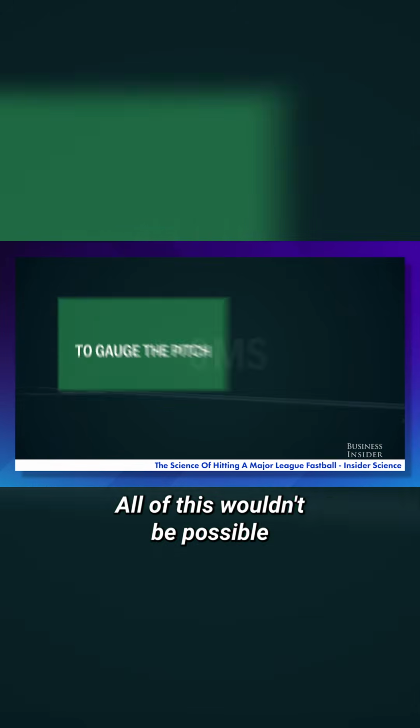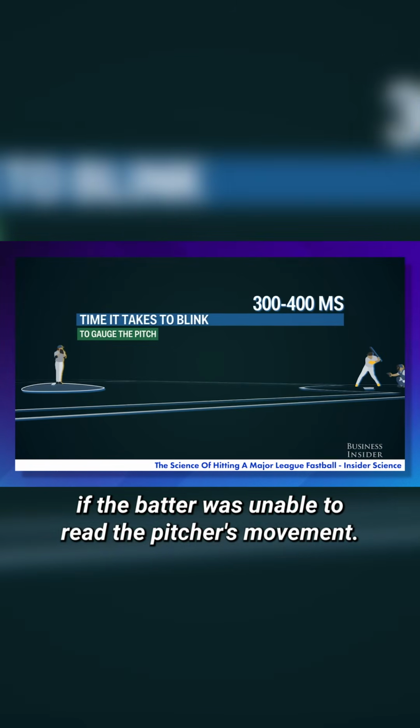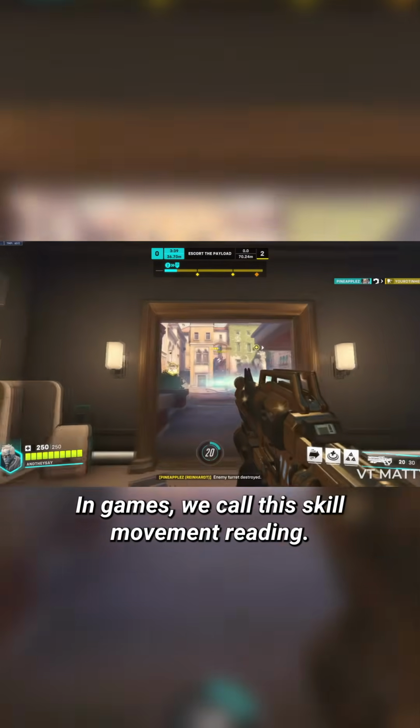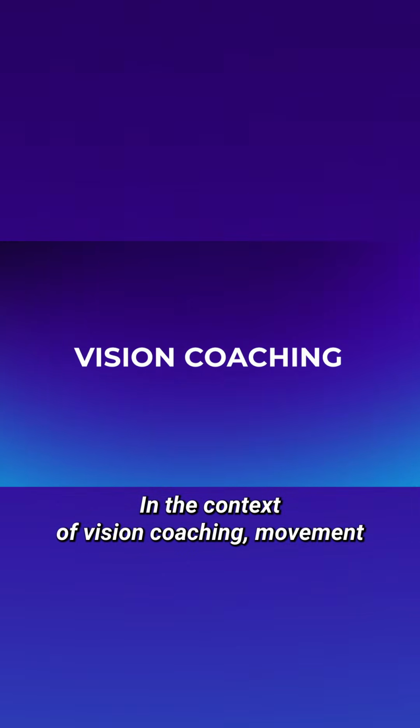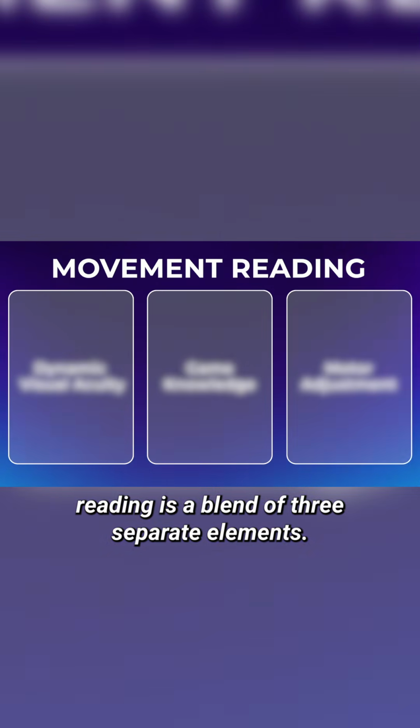All of this wouldn't be possible if the batter was unable to read the pitcher's movement. In FPS games, we call this skill movement reading, and in this video we'll focus on how we understand and train the visual part of this skill. In the context of vision coaching, movement reading is a blend of three separate elements.